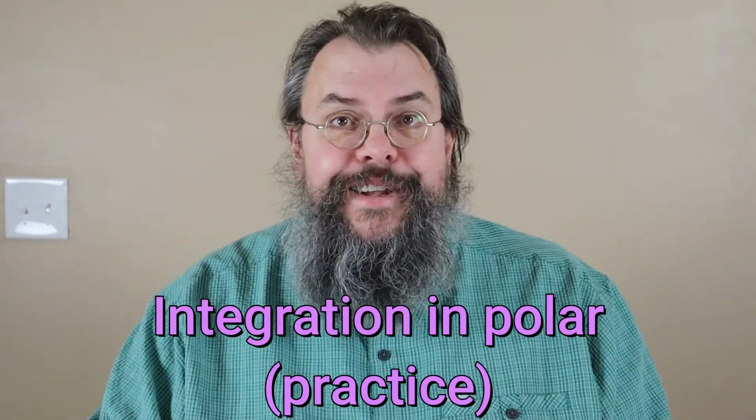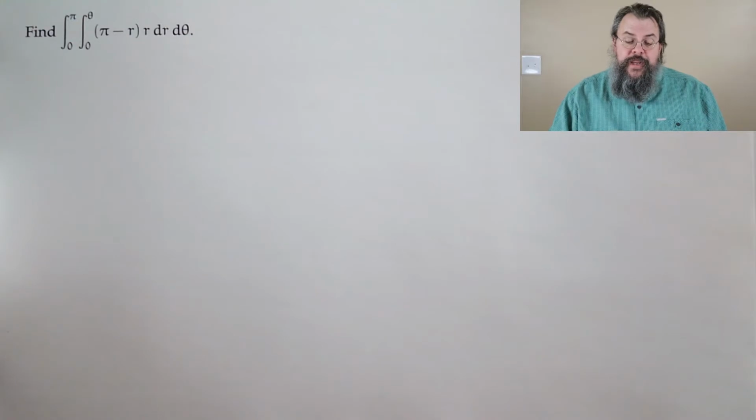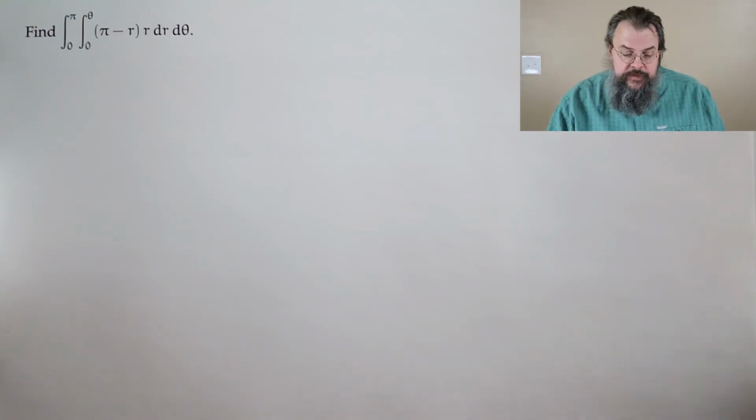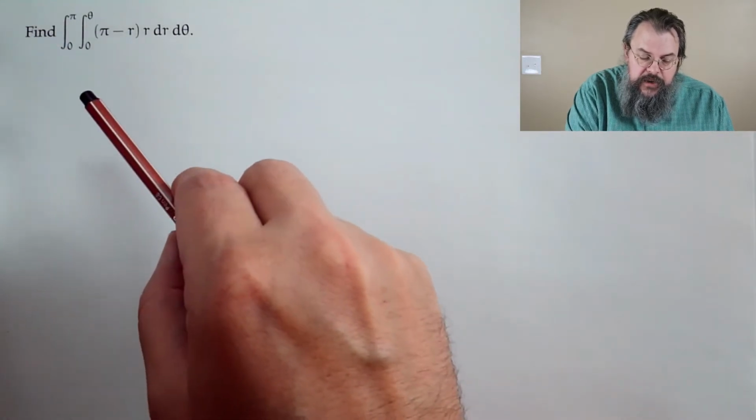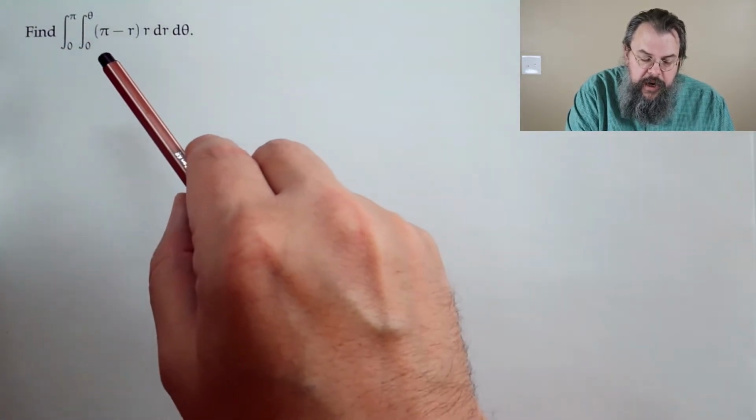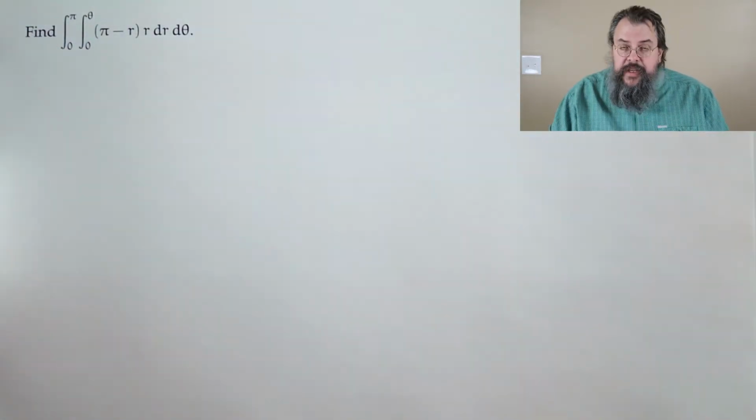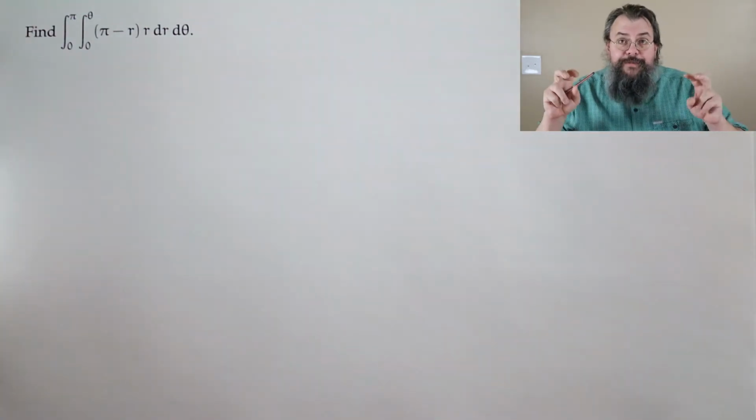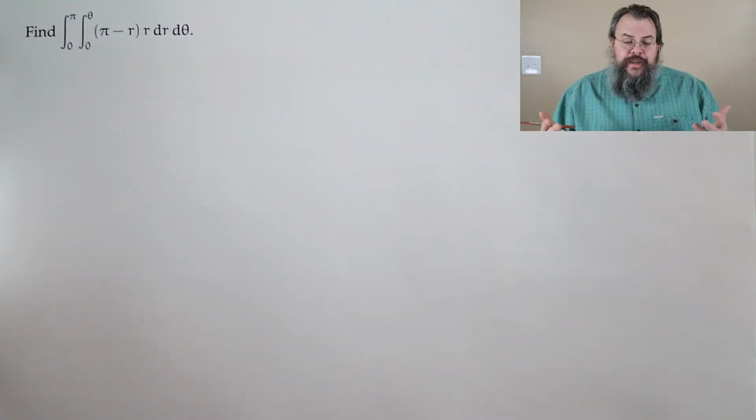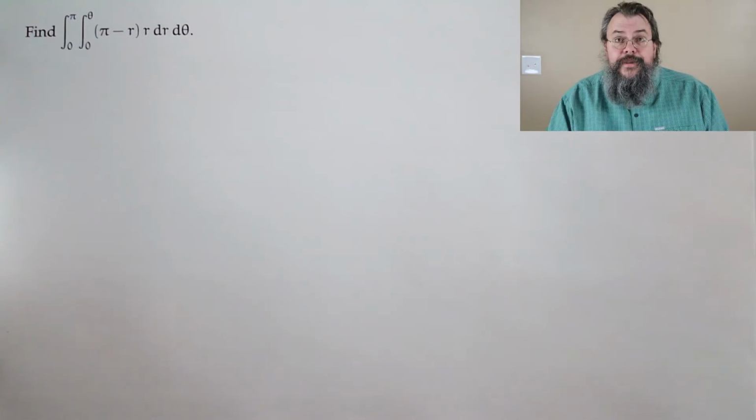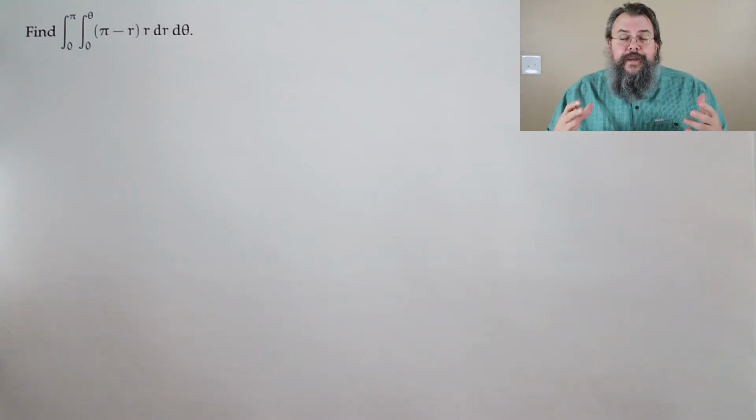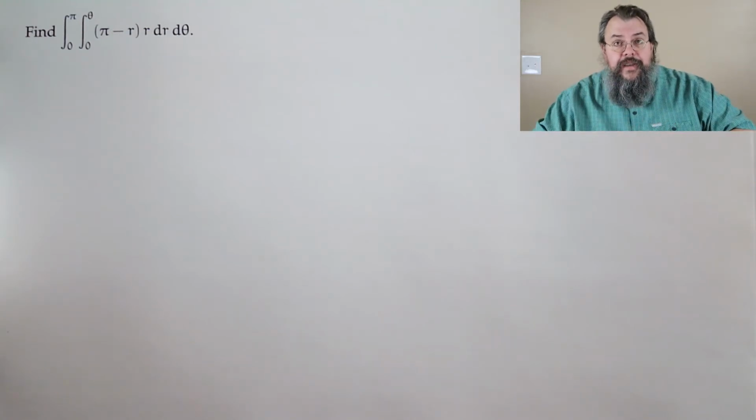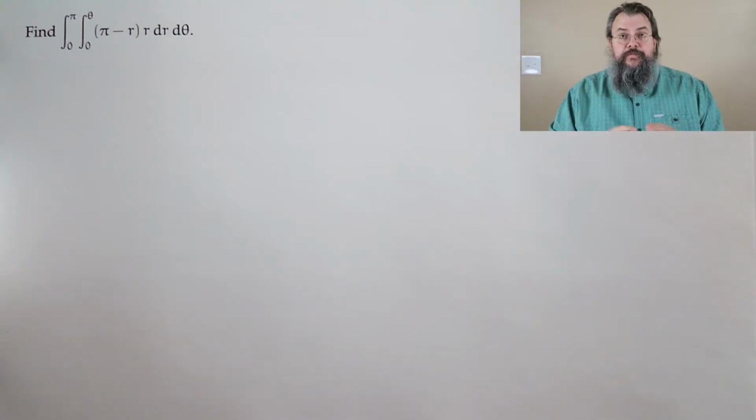Well, let's begin. Our first problem. Find the integral 0 to pi, integral 0 to theta, pi minus r times r dr d theta. Now, what's the polar part? Well, the polar part is that there's r's and thetas involved. And then you say, okay, well, how do you integrate? And remember, it's the exact same integration.